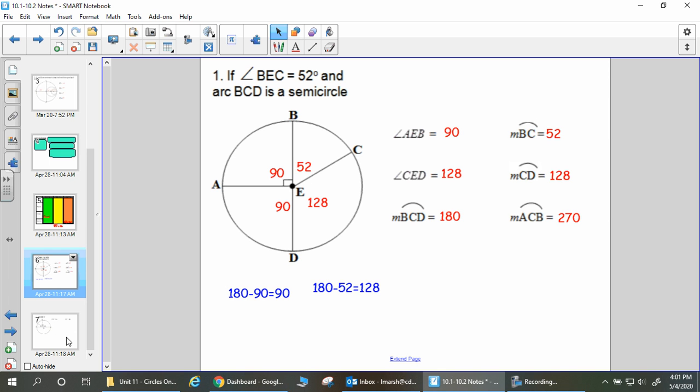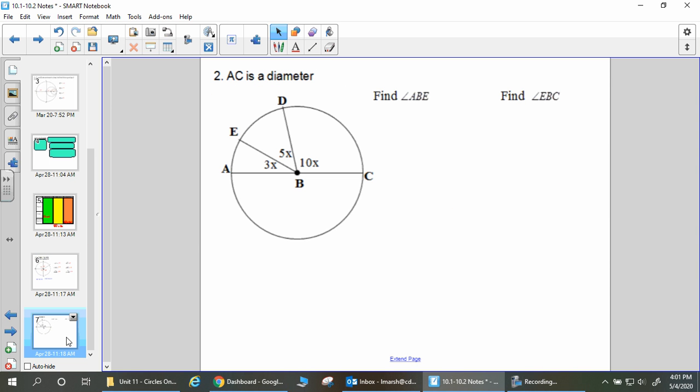And let's take a look at one more example. It says AC is a diameter, and ultimately it wants me to find the measures of angle ABE and EBC. Okay. Well, it didn't give me any degree measures on this. I have a 3x, a 5x, and a 10x. But the key here is that it did tell you that what you have is a diameter. And remember, if you have a diameter, you have a semicircle, which means you have something that's 180 degrees. So here's my diameter.